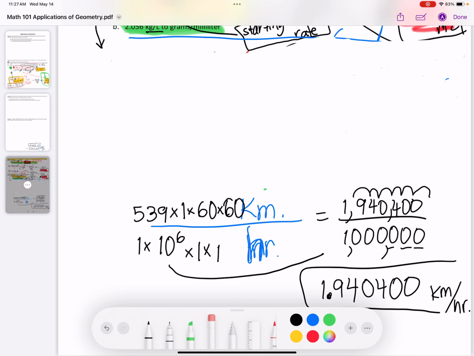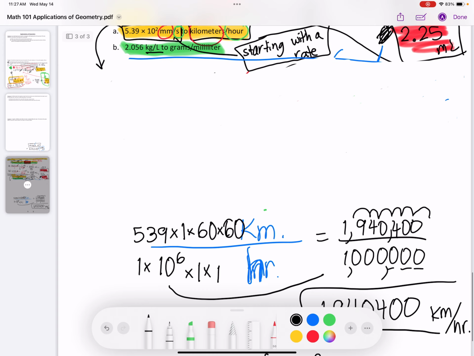Okay, what do we got in here? Part B, very similar, probably just using different conversions, but same idea. It's a rate, 2.056 kilograms per liter. I'm going to write it as, that means for every 1 liter, I have 2.056 kilograms, but I want to end in grams per milliliter. So I want to make sure I can convert kilograms to grams.